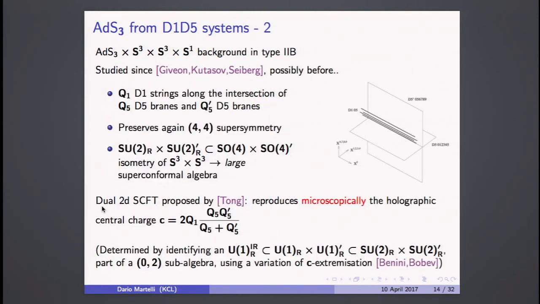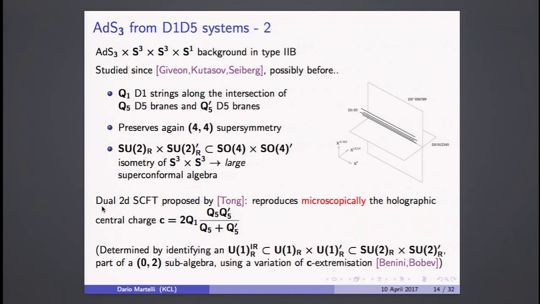A slightly more complicated situation, but of a similar spirit, was studied by many people, and I wasn't quite able to find the original reference. This is one of the early references in the late 90s that studied this problem of AdS3 cross S3 cross S3 cross S1. So that's the brane picture, and the two-dimensional field theory is supposed to live on this common intersection along these directions. Again, this preserves the same supersymmetry as the previous case, 4,4. However, the presence of the two S3s means that there is a larger isometry group, SO(4) cross SO(4), and both of them contain an SU(2) under which the spinors transform, and this is the case of a large superconformal algebra.